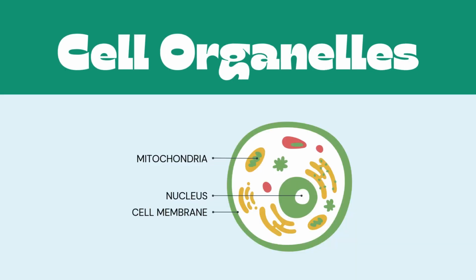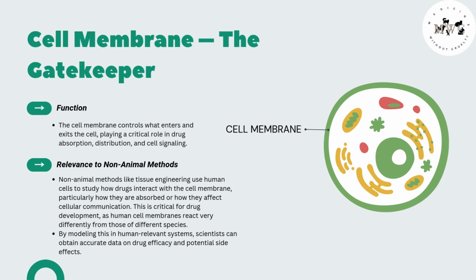Now, all cells have a variety of different components, and these components are known as organelles. These organelles can be mitochondria, the nucleus, the cell membrane. We have tons more organelles within the cell, but just for this mini video, we're just going to cover the three most important ones. Now, the cell membrane, or that outer wall of the cell, is known as the gatekeeper. It's not as rigid as a wall. I want you to think of it as a wall with many doors.